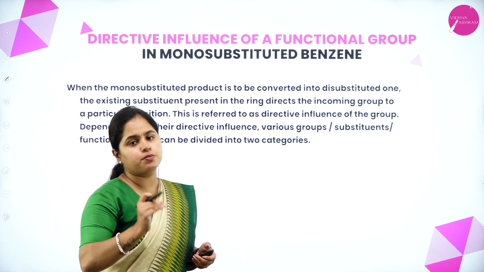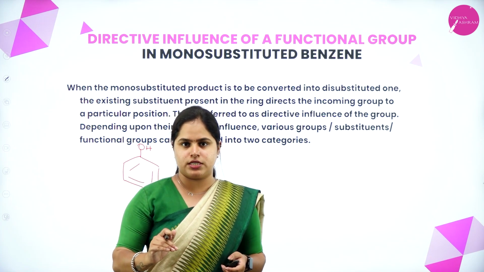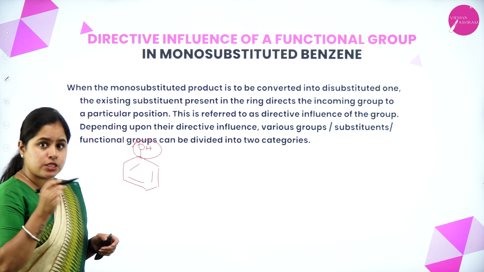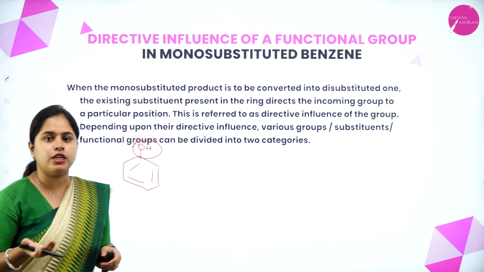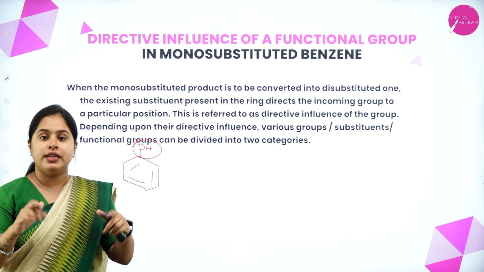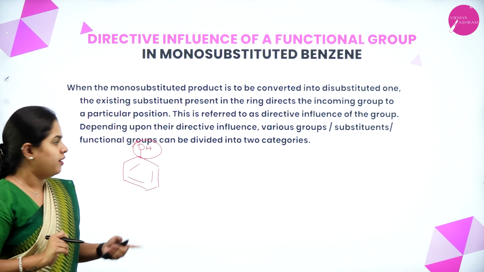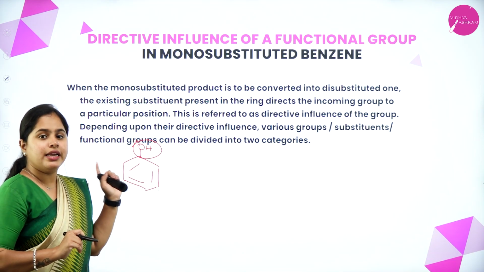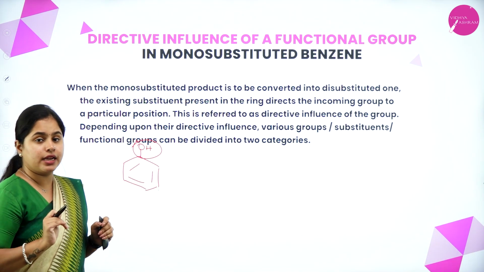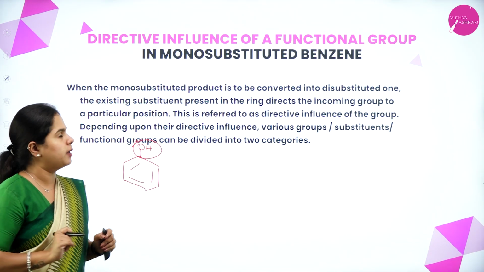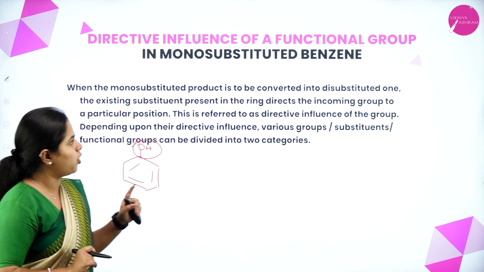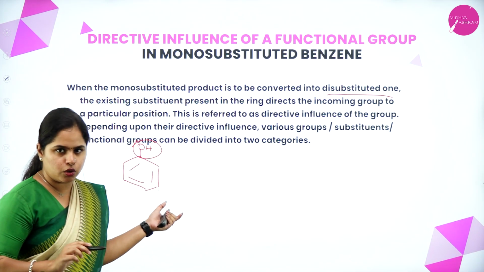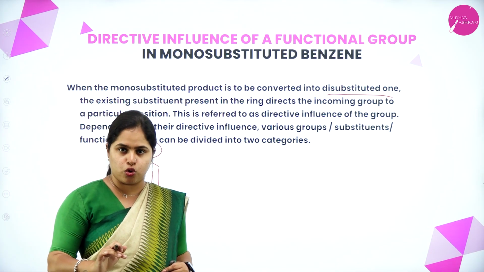Now, if we have to substitute one more group to this, it is based on what group is present here. Based on that, we can predict to which position the next group will be substituted. Whether it will be the ortho position, para position or meta position, it will decide. Who will decide this? The group which is already present here. So let's see, when the mono-substituted product is to be converted into a di-substituted one. That means already one group is there, and we have to substitute one more group to it.